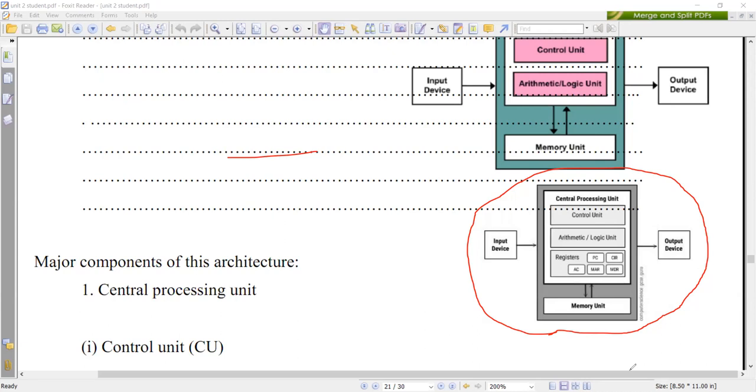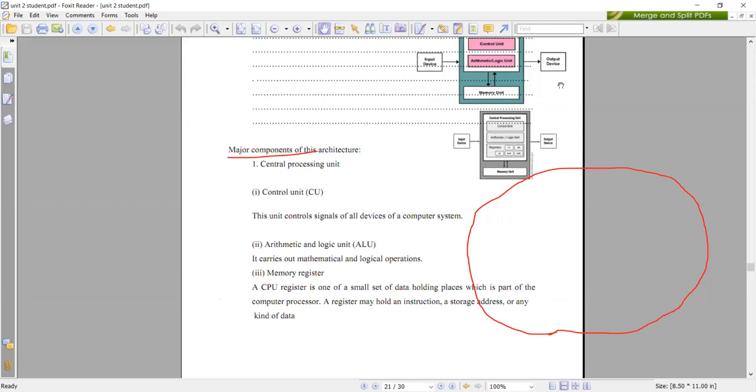Okay, I think time is enough. I'm recording the lesson also, so later you can draw it, right? Then we'll see what the major components of the architecture are. We have the central processing unit, known as the CPU.